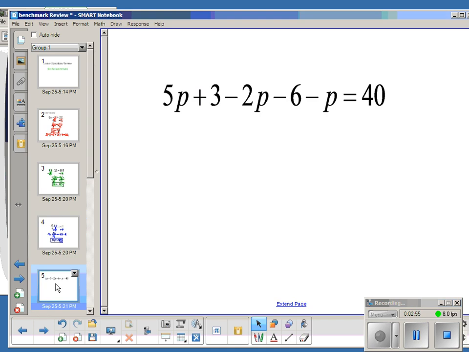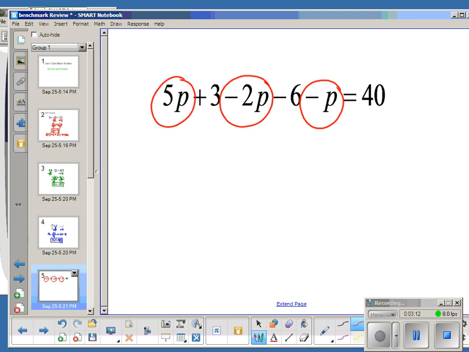We had a little malfunction with the smartboard. This one looks a little bit more complex, but whenever we're solving equations, our first step should always be to check, when can we combine our like terms? In this case, I have a 5p, a negative 2p, and a negative p. So 5p minus 2p is 3p. Subtract another p, I'm left with 2p. Then I notice that I have a positive 3 and a negative 6 to combine. So I'm left with 2p minus 3 equals 40.